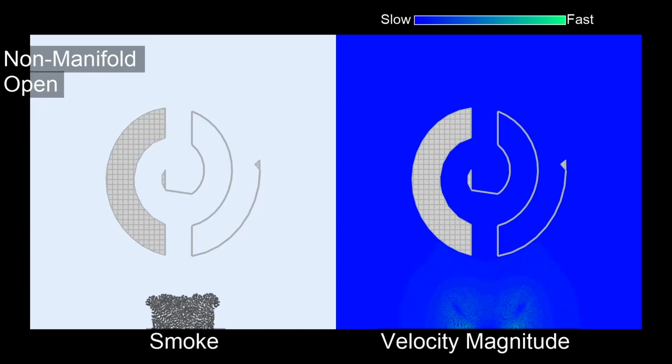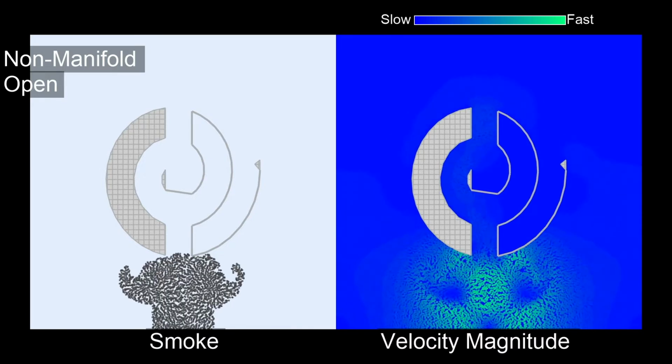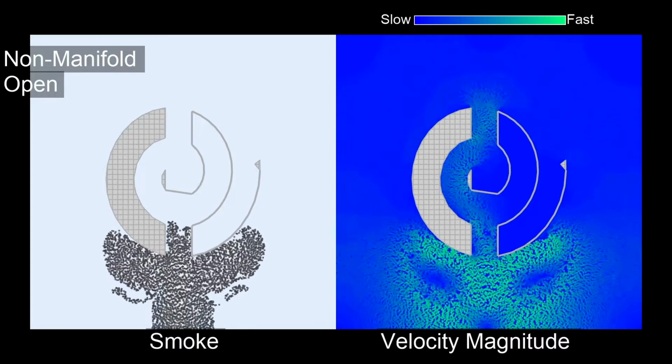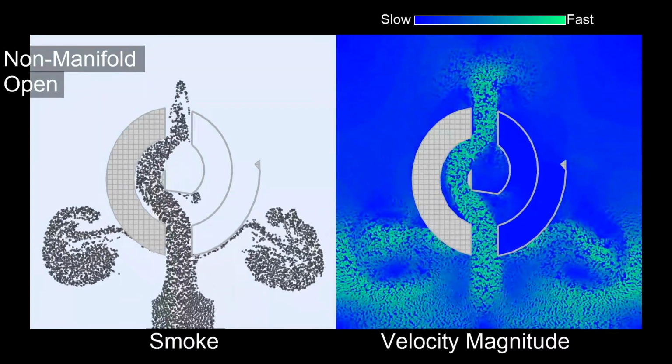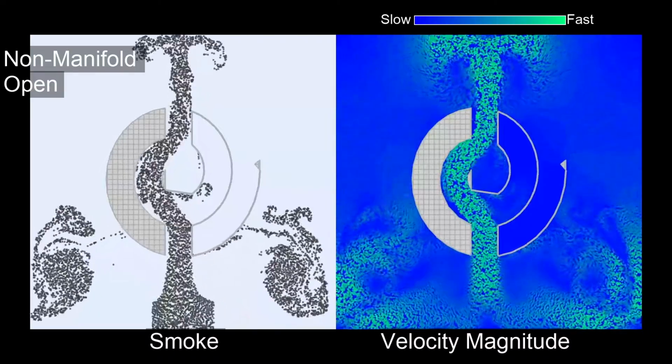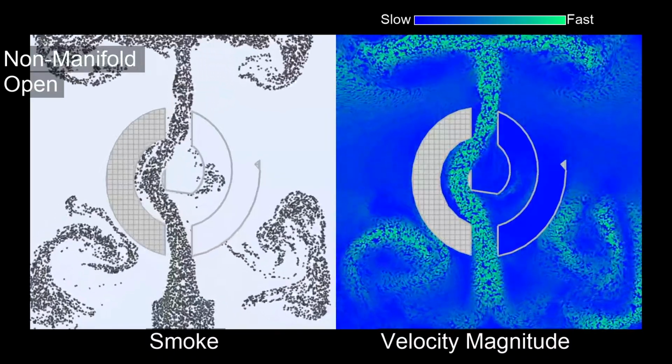Even though this example has all of these deficiencies, we can simulate a smoke plume rising through this pathological geometry without performing mesh modification or repair. To the right, we have the velocity norm of our fluid particles, with green highlighting more energetic particles.